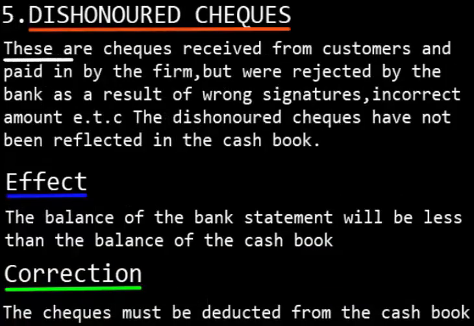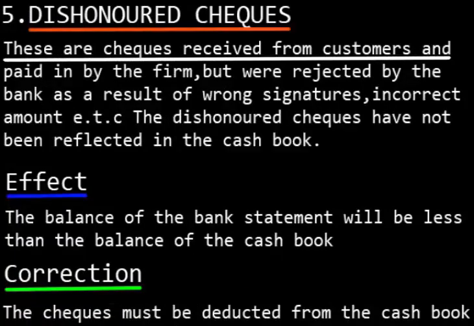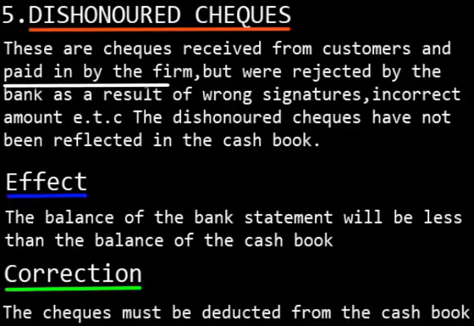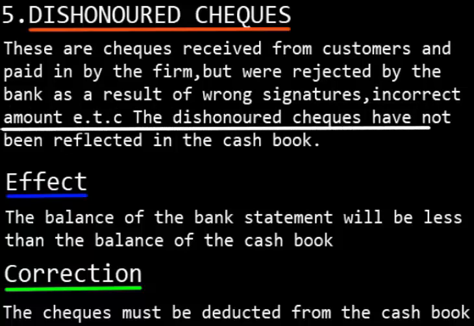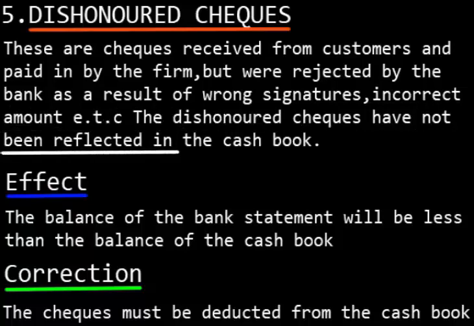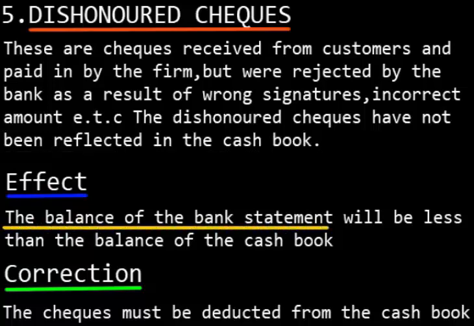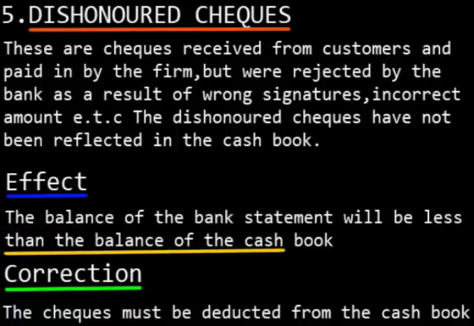Dishonored checks. These are checks received from the customers and paid in by the firm, but were rejected by the bank as a result of wrong signatures, incorrect amounts, etc. The dishonored checks have not been reflected in the cash book. So the effect: the balance of the bank statement will be less than the balance of the cash book, since the customer has accepted the check.